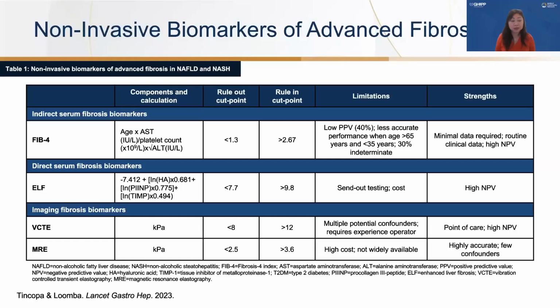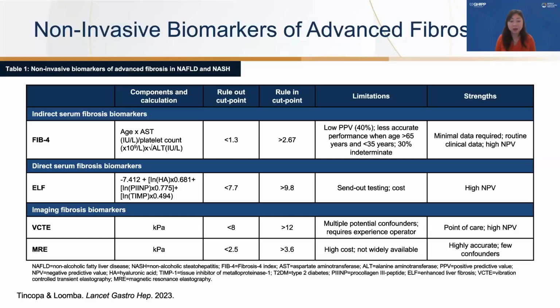VCTE is your FibroScan test using liver stiffness as your fibrosis biomarker. If your score is less than 8 kilopascal, this patient is low risk for advanced fibrosis. Those with greater than 12 kilopascal are at risk for advanced fibrosis. There are a couple of limitations with FibroScan tests. There are multiple confounders that can potentially influence the results, and this test requires an experienced operator. The strength of FibroScan is that it can be used as a point-of-care exam, and it also has a high negative predictive value.